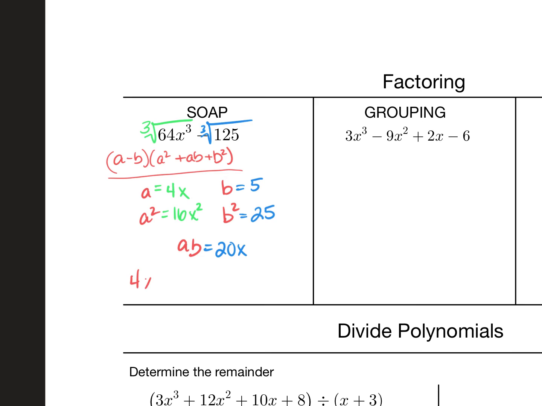So 4x minus 5. A squared is 16x squared plus AB, which is 20x, plus B squared is 25, and that is my factored answer.